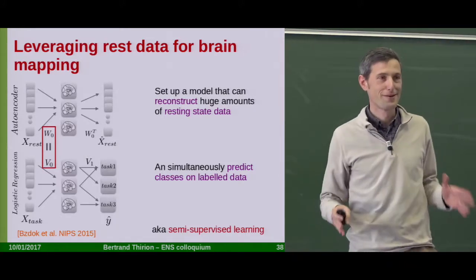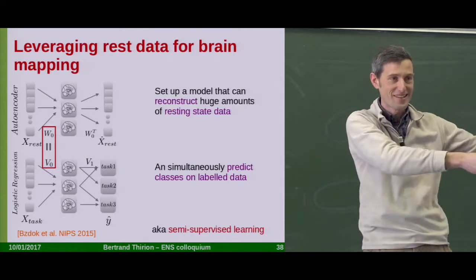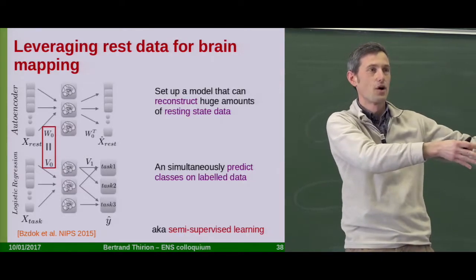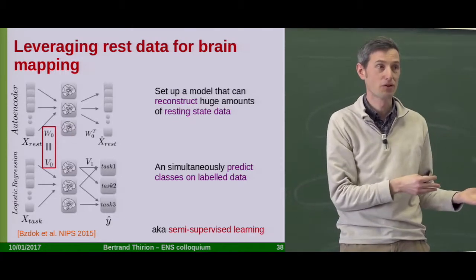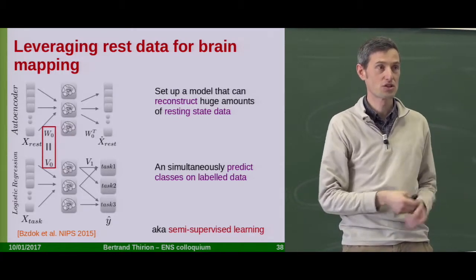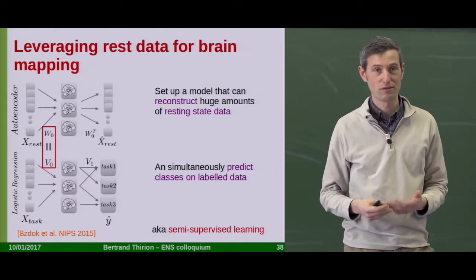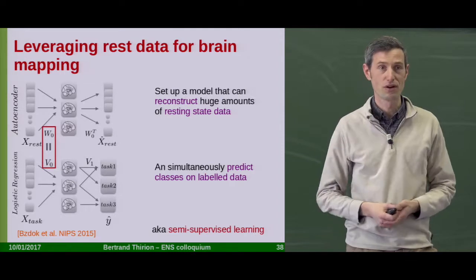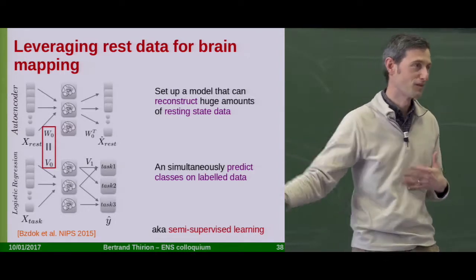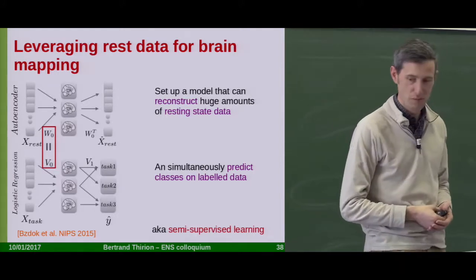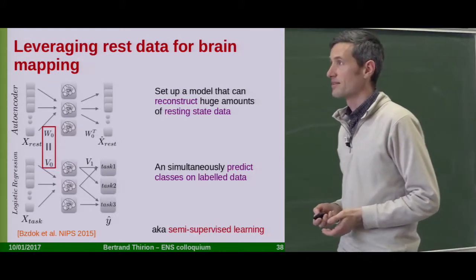Now, we are in a strange situation because on the one hand, we have huge resting state datasets, which can be used to learn structure of the brain, but they are unlabeled. So this tells us nothing about cognition. On the other hand, we have some labeled data, but very scarce, with very few data points. So could we leverage the unlabeled data to improve the learning of components for labeled data, so for cognitive tasks? That's what we are doing.